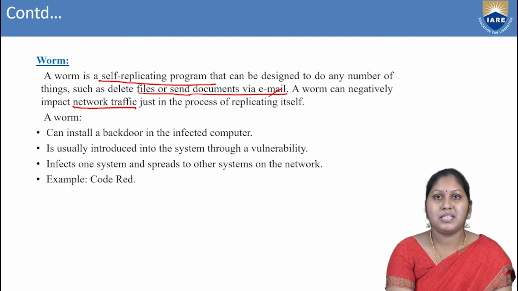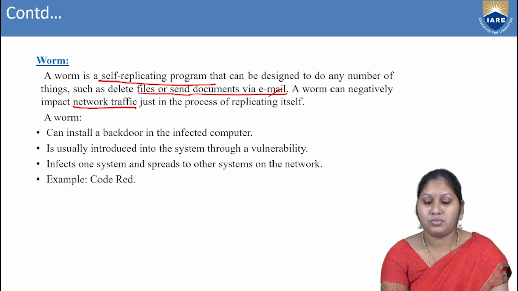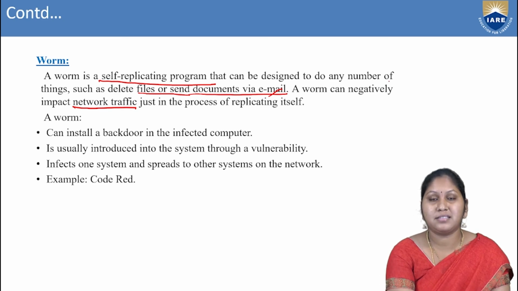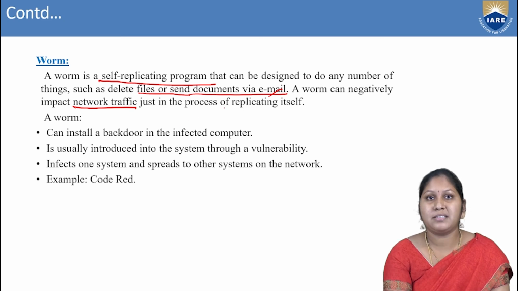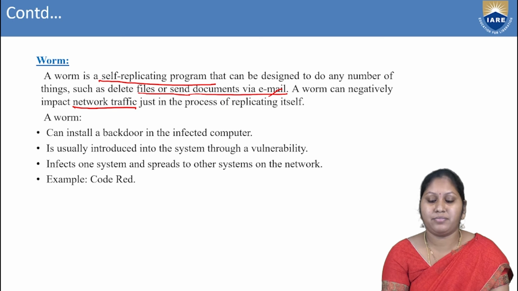So a worm is a self-replicating program that can be designed to do any number of things like deleting files and sending documents via email. A worm can negatively impact network traffic just in the process of replicating itself.